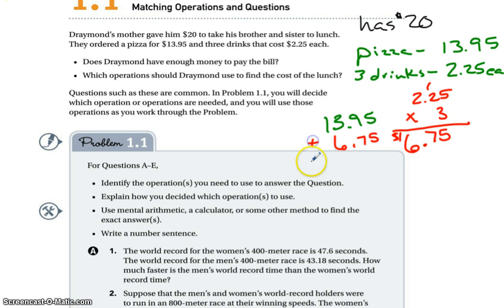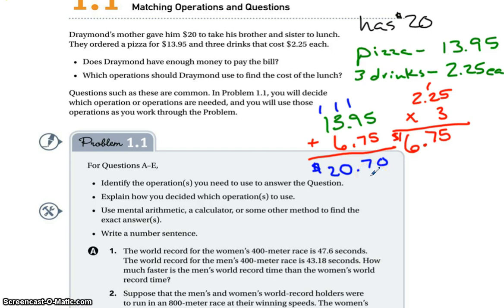$6.75 in. And so now we're going to add 5 plus 5 is 10. Carry the 1. 1 plus 9 is 10, plus 7 is 17. Write the 7, carry the 1. Bring the decimal straight down. Carry our 1. 1 plus 3 is 4, plus 6 is 10. Write the 0, carry the 1. 1 plus 1 is 2. So the total of the meal for him and his brother and sister is going to be $20.70.